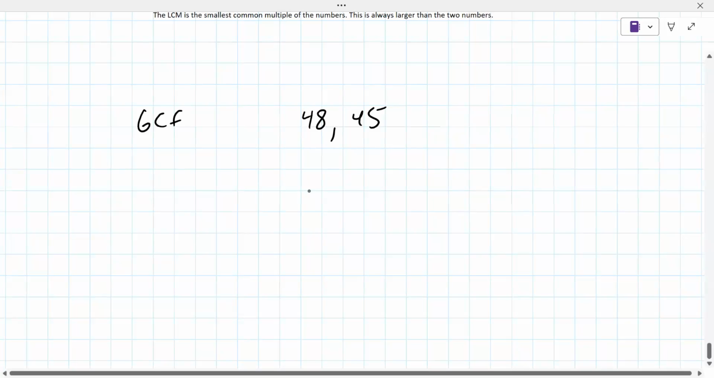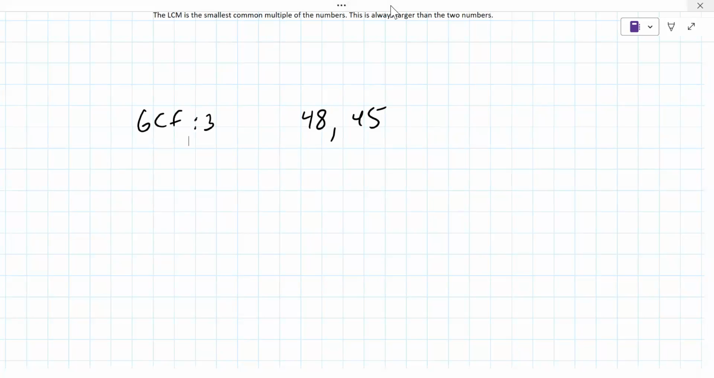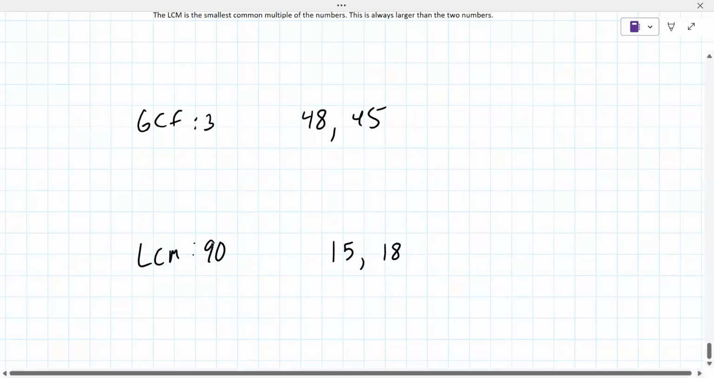That is good. All right, let's have you find the LCM of 15 and 18. I got 90. It is 90. Good, really good.